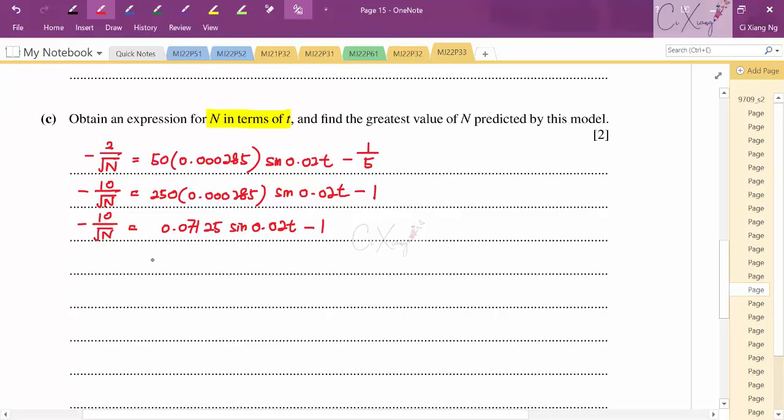Okay, and next, because I want to make the n as the main object, right? So I want to change this side to become positive first. I'm having this. And then bring up the n. Square both sides.